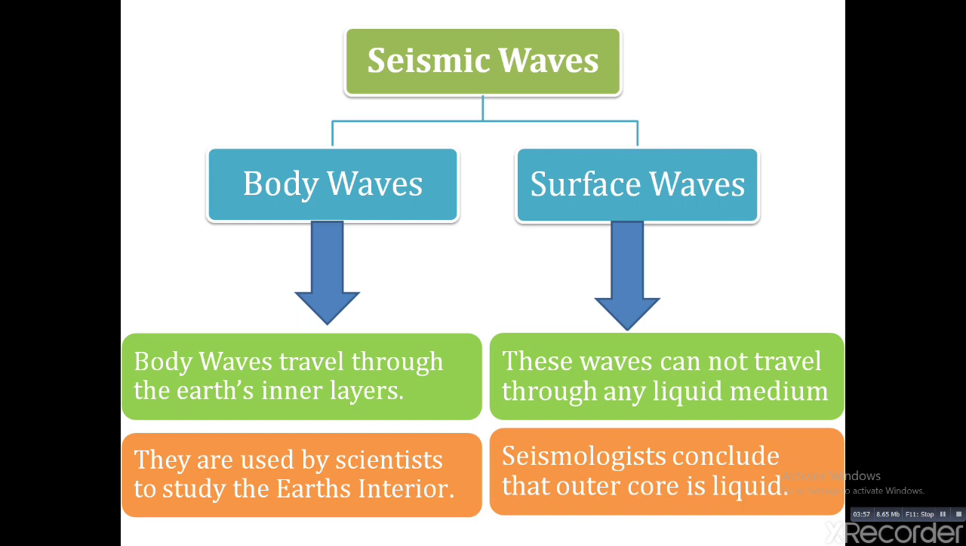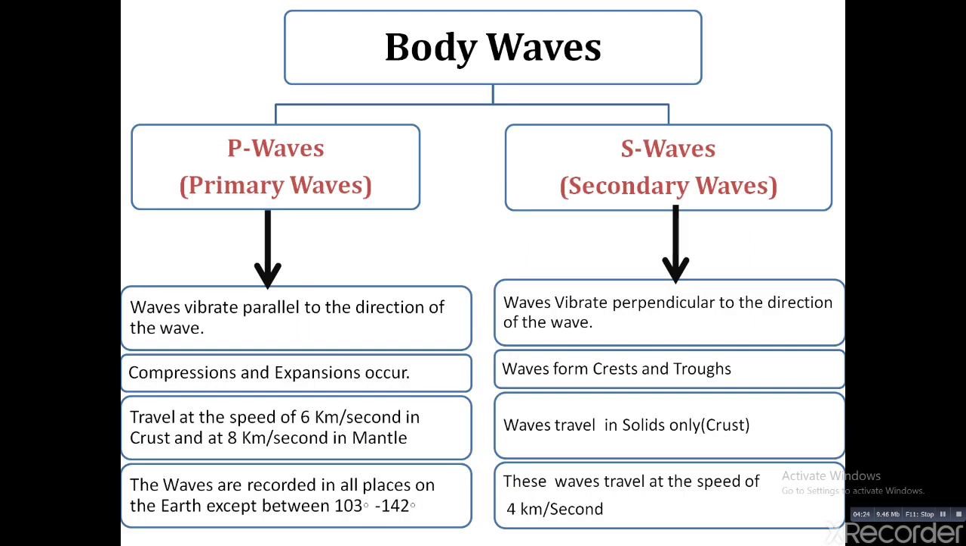Let us take first the body waves. Body waves travel through the earth's inner layers. They are used by the scientists to study the earth's interior. Surface waves. These waves cannot travel through any liquid medium. Seismologists conclude that outer core is liquid. Body waves are of two types: primary waves, referred to as P waves; and secondary waves, referred to as S waves.